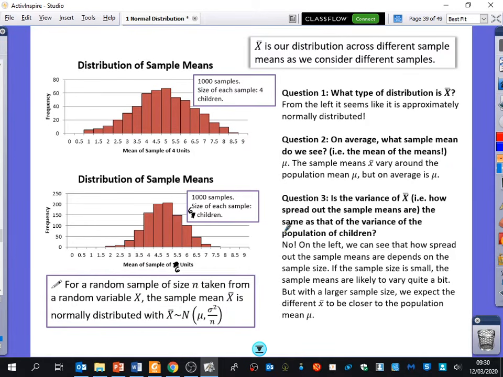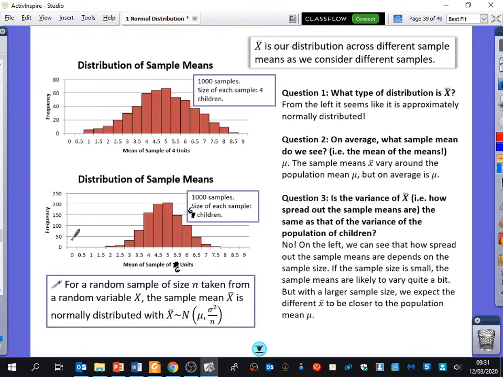Now, this is a bit where Muzuki just answered my question. I've said, is the variance of X bar, i.e. how spread out the sample means are, the same as the variance of the population of the children? Well, no, it's not going to be that, because on the left, we can clearly see that the sample means are dependent on the sample size. So the variance of the sample means is dependent on the sample size. If the sample size is small, like this one at the top, then they are likely to vary quite a bit. In other words, the variance is going to be large.